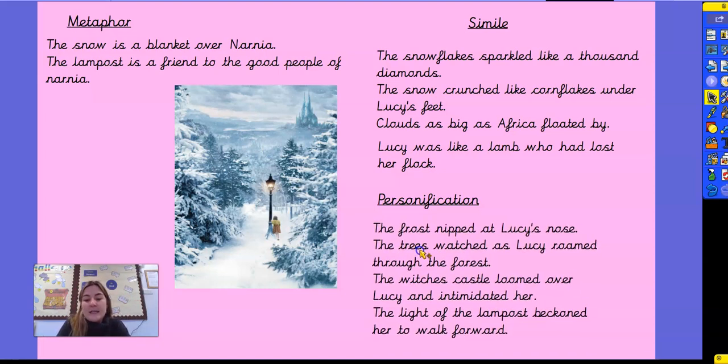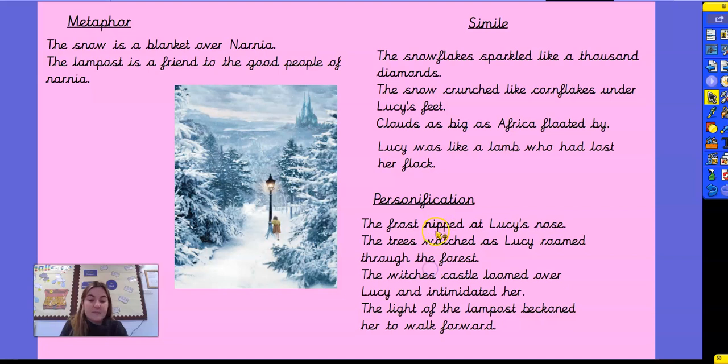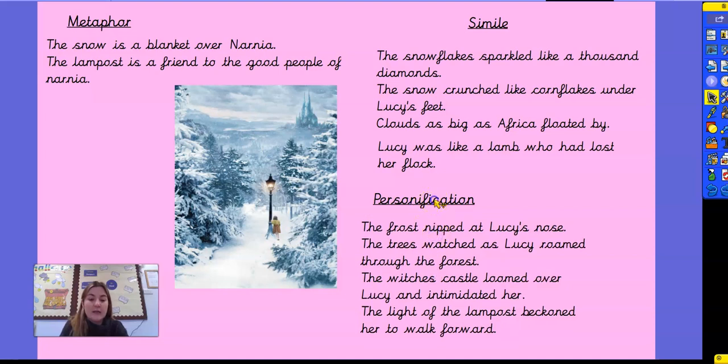And then I've got the castle loomed over Lucy and intimidated her. So loomed means if you're sort of staring over someone who's maybe, say, smaller than you. And intimidated is to sort of make someone feel scared. So I've said the castle loomed over her. Instead of gazed, the castle gazed over her. That would be good personification if it was a happy castle, but this is a scary castle.